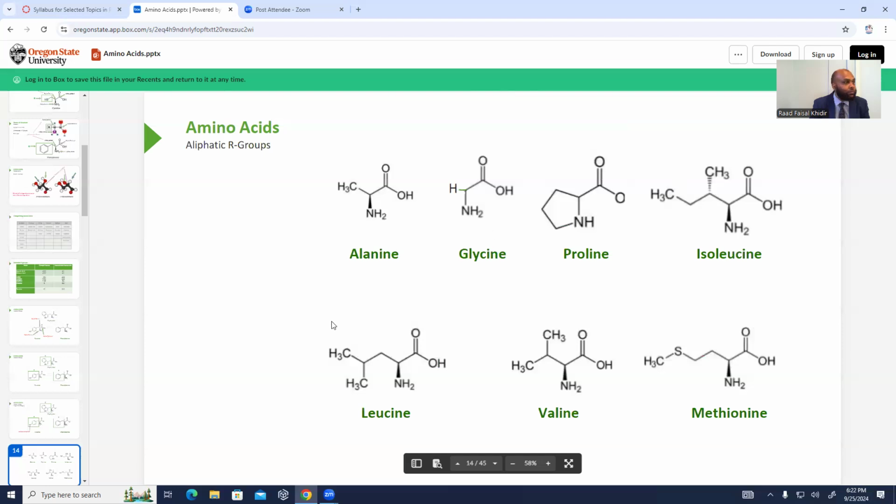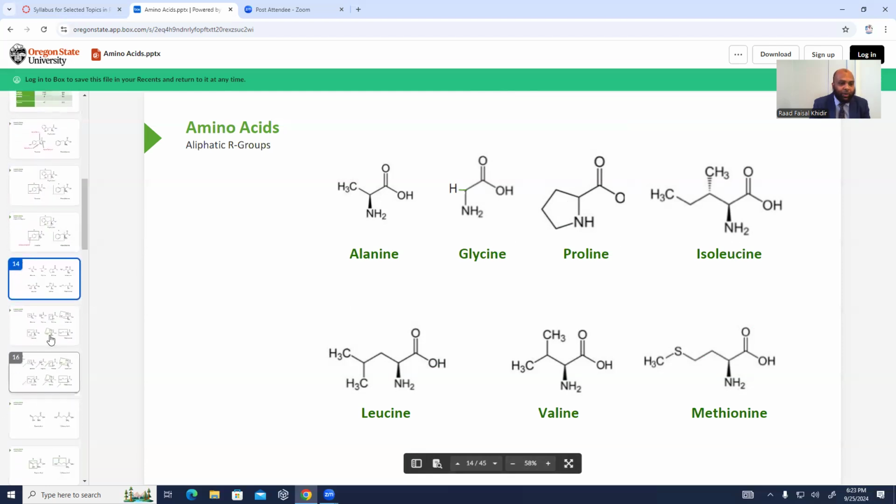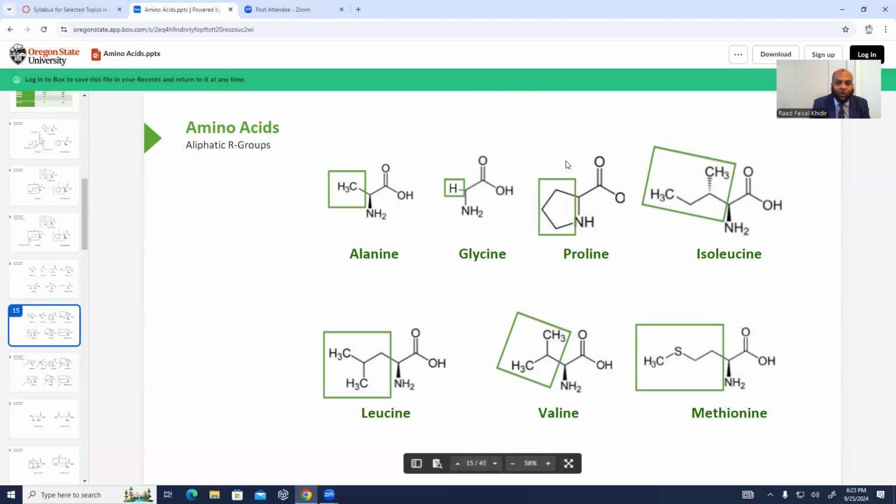So the R group determines the acidity and basicity, whether it's an acidic amino acid or not. Some amino acids are like alanine, glycine, and proline. They are aliphatic groups, and these are amino acids that do not engage in ionization.